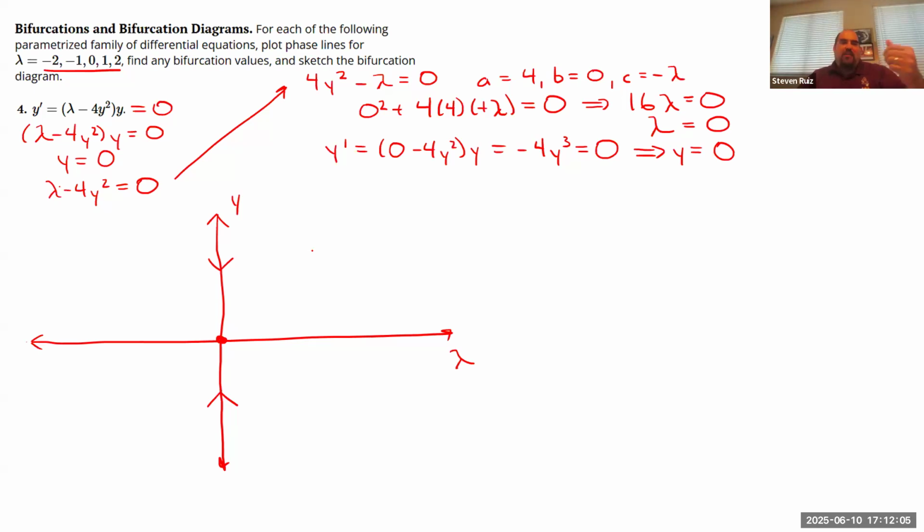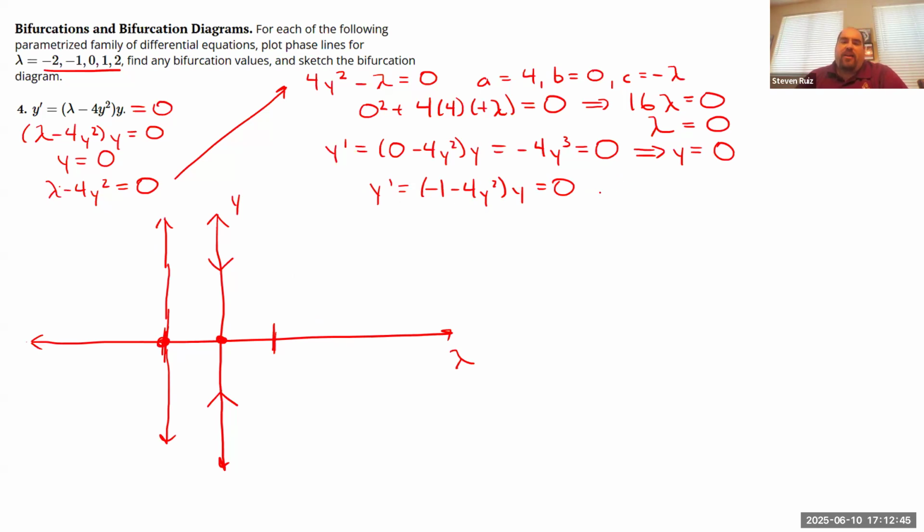All right. So now let's look immediately left and immediately right to see if we were right about bifurcation at lambda equals 0. So if lambda equals -1, what do we get? We get y prime equals (-1 minus 4y squared) times y, set that equal to 0. So for all of these, y equals 0 is going to be an equilibrium. That is going to be inescapable. So equilibrium here.